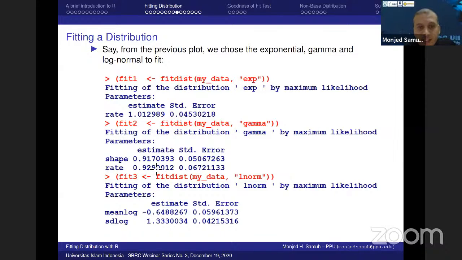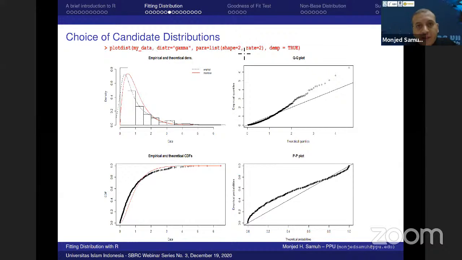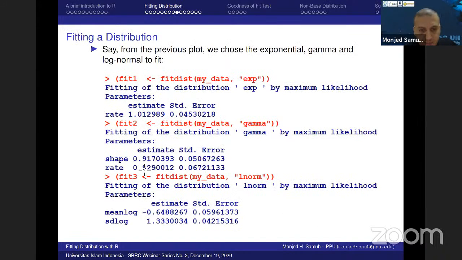If you repeat the previous step, plotdist, write your data here, and write the gamma parameters 0.92 and 0.93, you will get the red line, and it will be much closer to the empirical one. So our data is most likely coming from a gamma distribution with these two parameters.